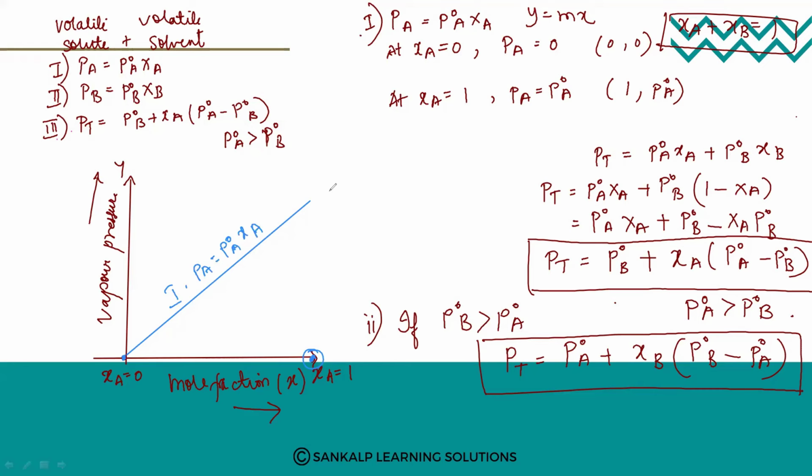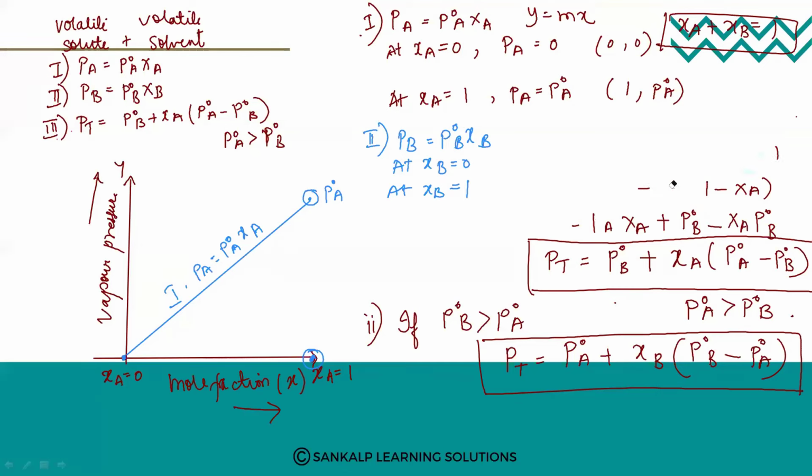Okay. Now similarly, this is your P naught of A. If I write it in the same graph for the second one, that is PB is equals to P naught B into psi B. Put the values at psi B equals to 0 and psi B equals to 1. Yes, put the values now and see what you will get. Tell me what values you will get here.